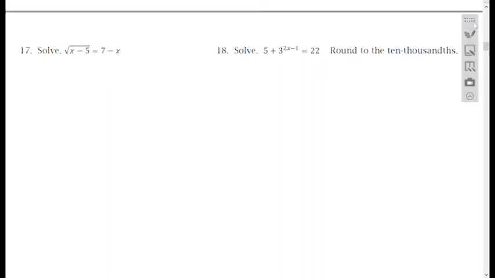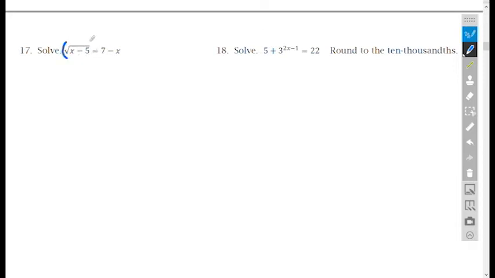All right, solve square root of x minus 5 equals 7 minus x. Okay, so when you're doing a radical equation like this, you got to make sure the radical is by itself. You can get rid of the radical by squaring it, but that means you also have to square the other side. So the left side becomes x minus 5, but the right side is 7 minus x squared, so that means we need to multiply it by itself.